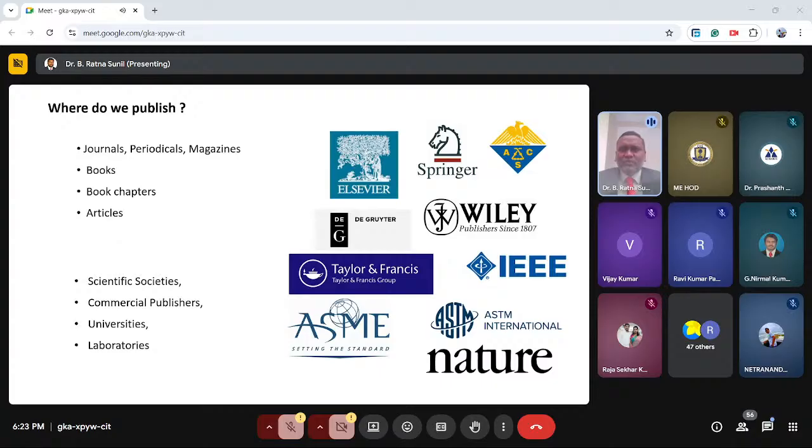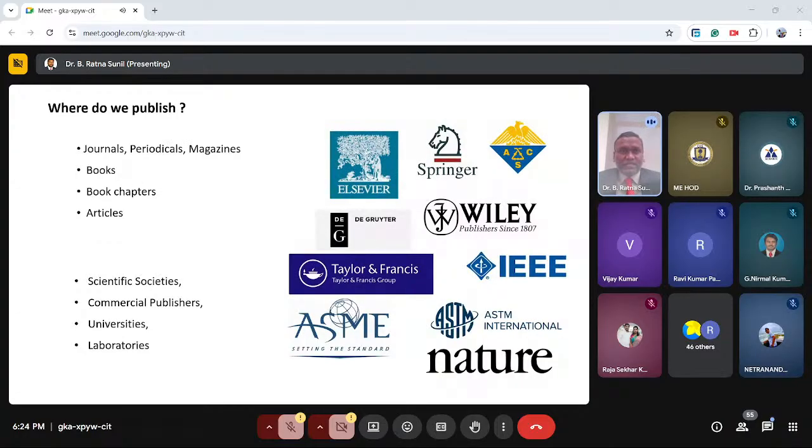Hopefully, I believe many of you have already published in one or two of these journals or with these publishers. But anyway, one slide quickly I would like to present here. Usually we publish in journals, periodicals, and magazines, in books or book chapters, in articles. Usually these journals, periodicals, magazines, and books are published by scientific societies, something like Biometal Society, IEEE, Society for Artificial Organs, Society for Corrosion Engineering, American Chemical Society, Royal Chemical Society, like that. ASME, right? ASTM. We have a lot of societies. So they run their own publications.